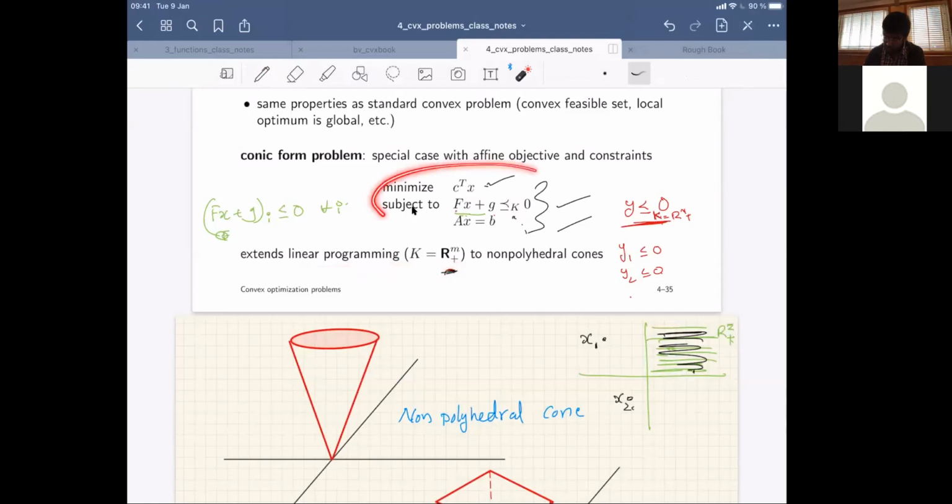But this is not just restricted to linear programming. You can use any cone here. When you use an R plus cone, then that's linear programming. But when you change the cone, that can mean many other things, not linear programming. LP is a special case of this, when you use a particular cone. So it can extend from LP, R plus, to non-polyhedral cones.